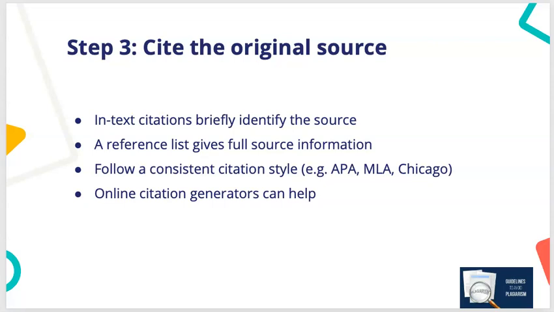The third step is to add an in-text citation after each quote and paraphrase. Each citation must correspond to an entry in the reference list at the end of your text, where you give full details about the source. There are many different citation styles. Some of the popular ones among them are APA, MLA, and Chicago styles.